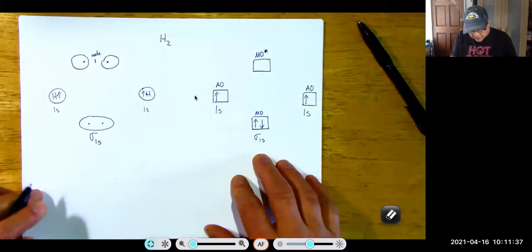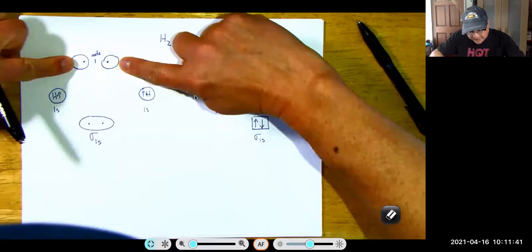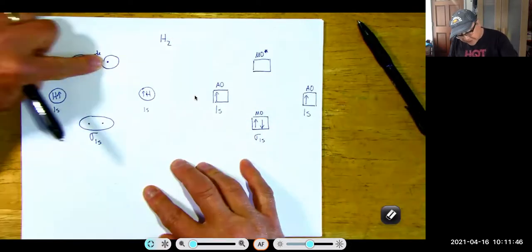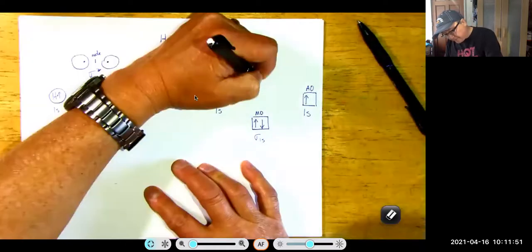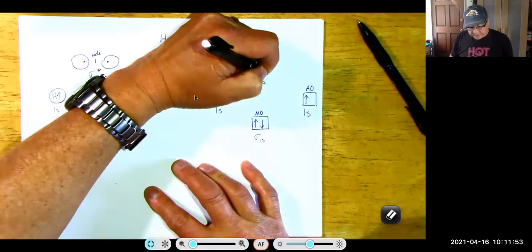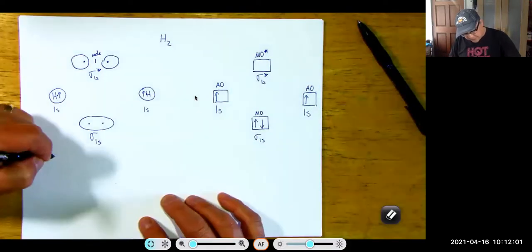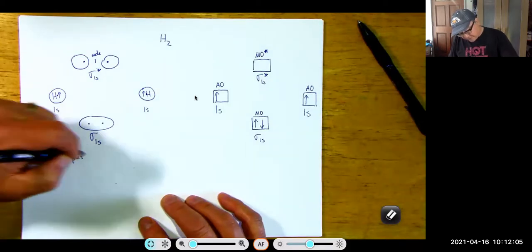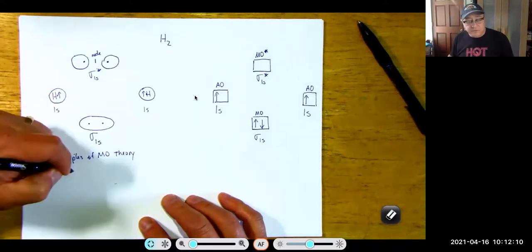And so what do we call this one where still, we're looking at the electron density being on the same line as the 2 nuclei? Well, this is called a sigma 1s star because it's an anti-bonding. Okay, so this brings about principles of MO theory. So there's 4 principles that we talk about.